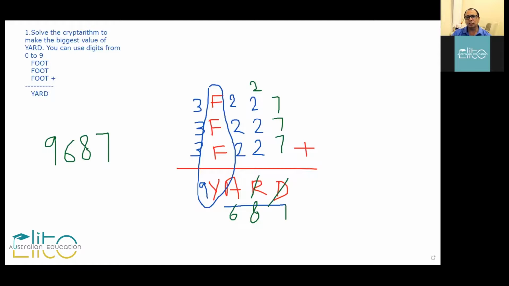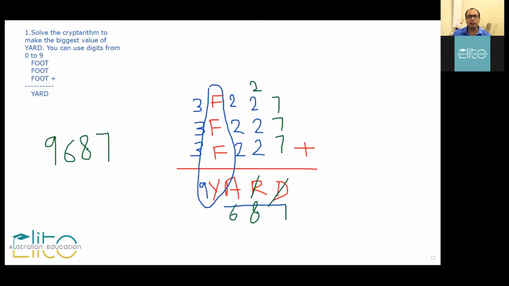So what is to be remembered out here is that we cannot go left to right as we are used to in an addition. For this kind of cryptarithm, we have to go right to left. And that is something that a lot of children do not know about. And that is why they take a huge amount of time to solve it.